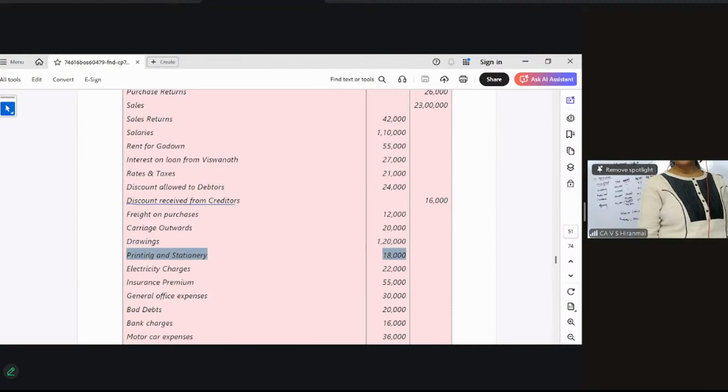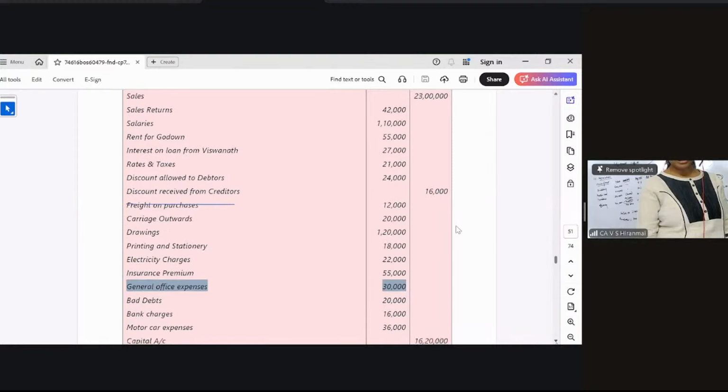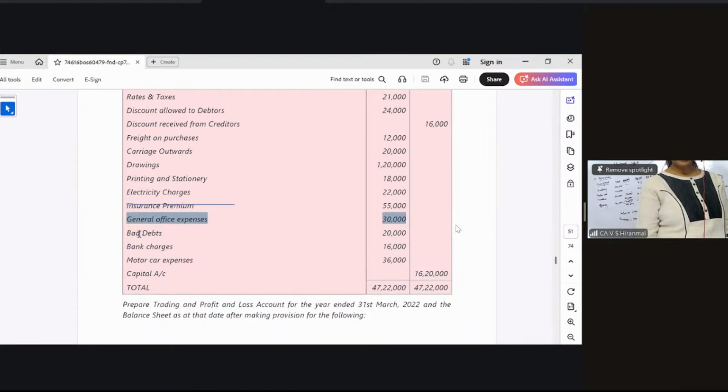Printing and stationery 18,000, no adjustment, take it to your P&L account debit side. Electricity charges 22,000, no adjustment, take it to the debit side of P&L. Insurance premium, not 55,000, hello? Not 55,000, but take it as 12,000. In the working notes we have seen general office expenses, no adjustment, so 30,000, take it into your expense. And then bad debts, already taken into the account, don't worry. Bank charges 16,000, take it to the P&L account debit side. Motor car expenses, these expenses, don't add them with the fixed asset. These are running expenses. It will go into the P&L account debit side.